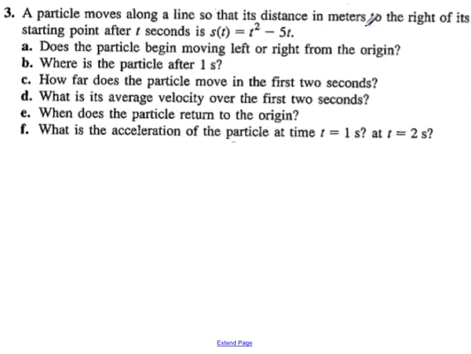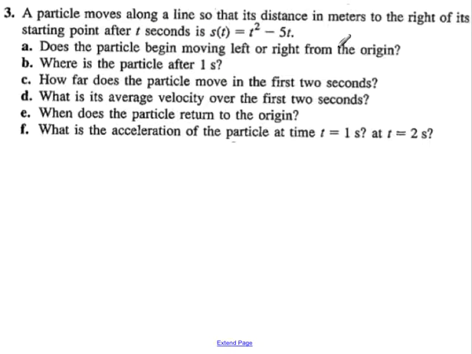All right, number 3. Here we can actually start to do a little graphing, or actually, we have our equation, so we can do some of our calculus there. So it says a particle moves along a line so that its distance in meters to the right of its starting point, after t seconds, is this equation.